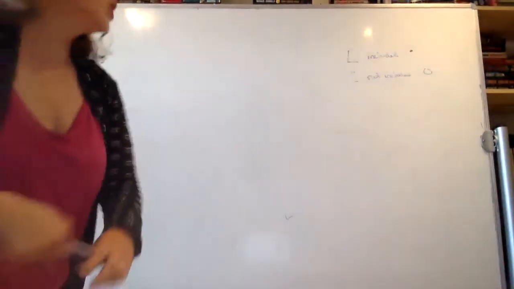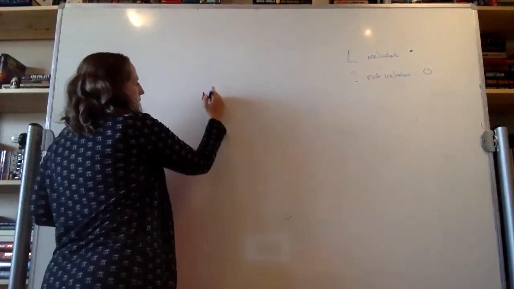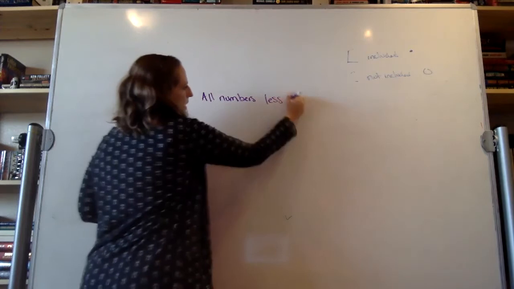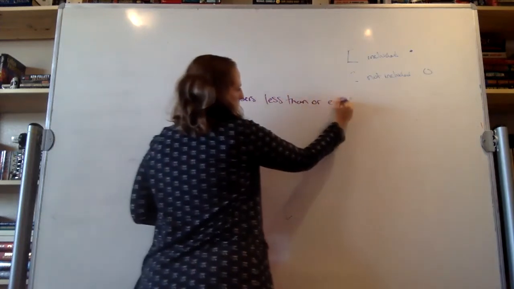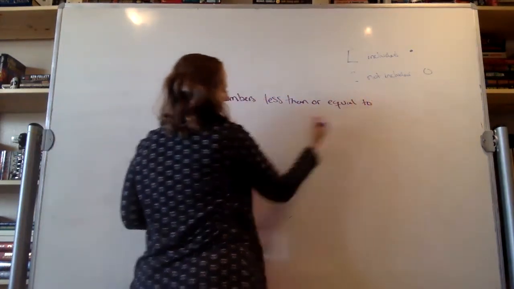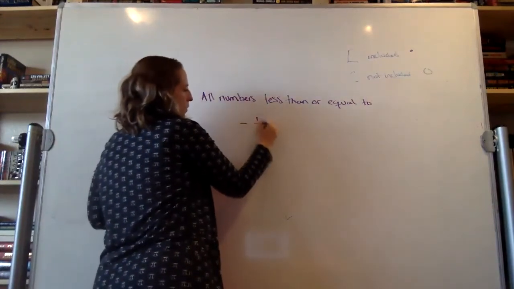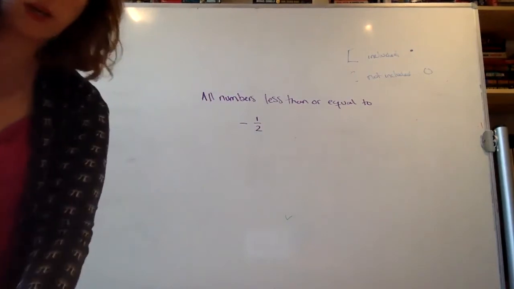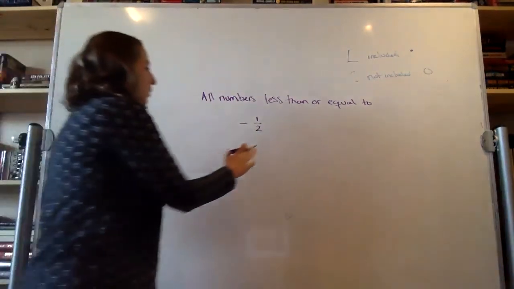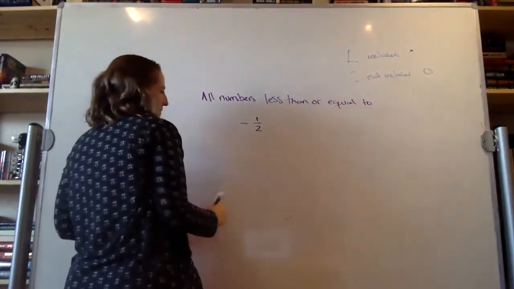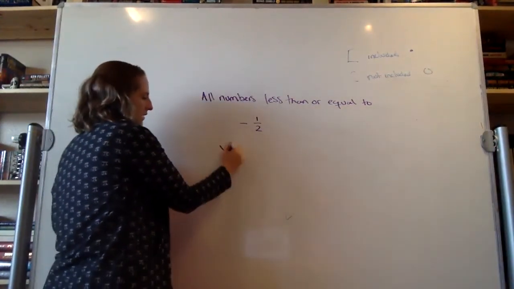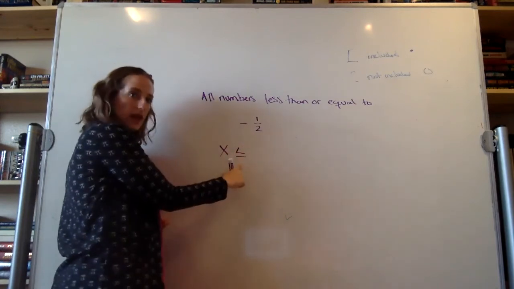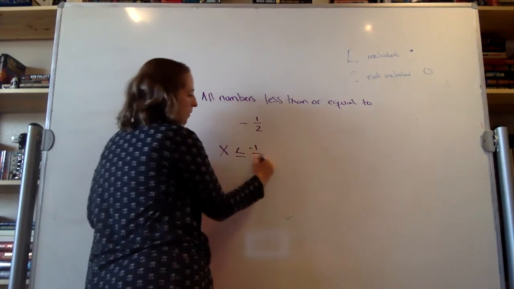Let's say I wanted to show all numbers less than or equal to -1/2. Okay. So I want all numbers less than or equal to -1/2. Well, I could think of this using a mathematical sentence or a mathematical kind of phrase. That would be x, all numbers, less than or equal to -1/2.